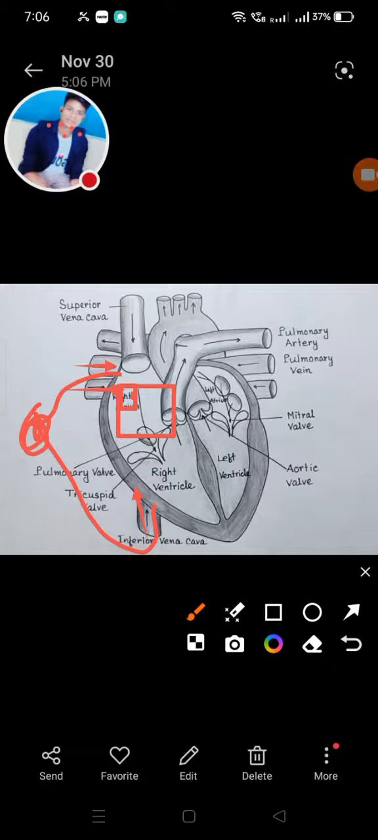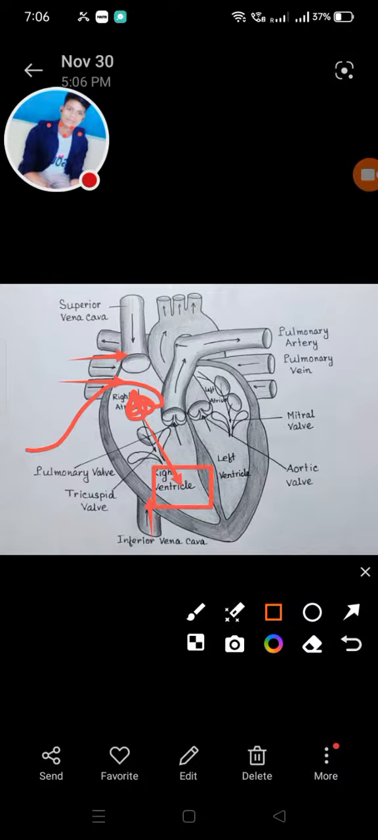Through the right atrium the blood goes to the right ventricle. Simply, from the inferior vena cava and from the superior vena cava the blood will be entering the right atrium. After that, from the right atrium the blood goes to the right ventricle. How does it go? Through the conducting and pumping process, the heart will be contracting and pumping. Through that process, the blood goes from the right atrium to the right ventricle.